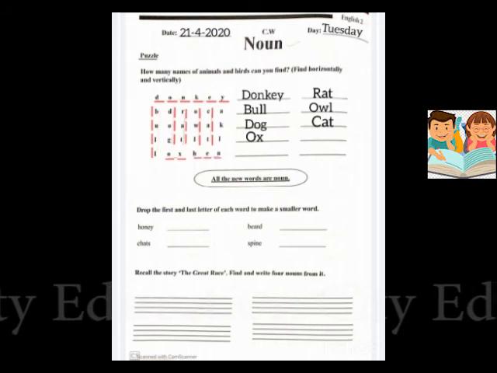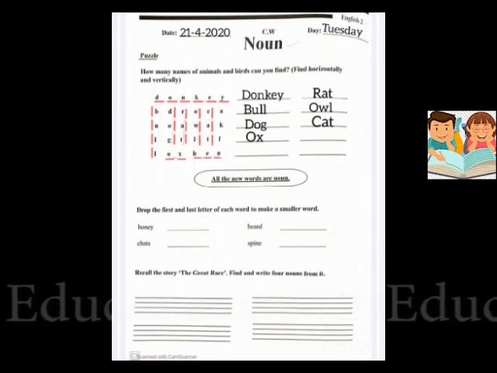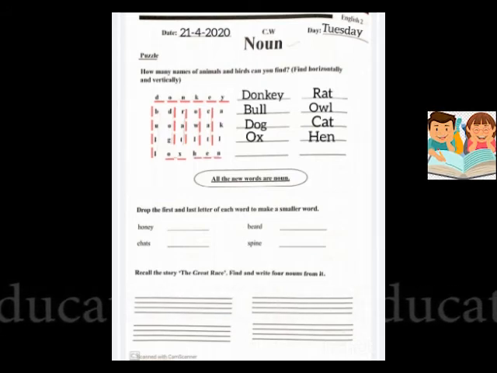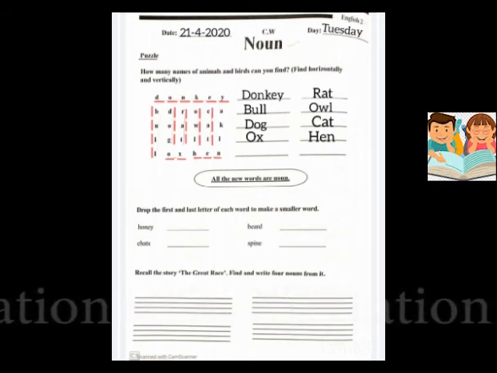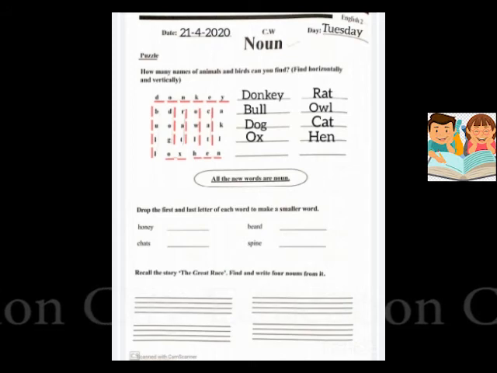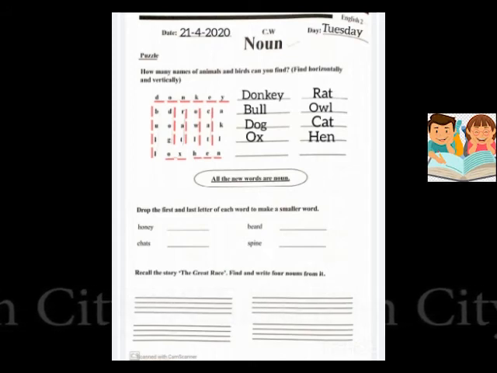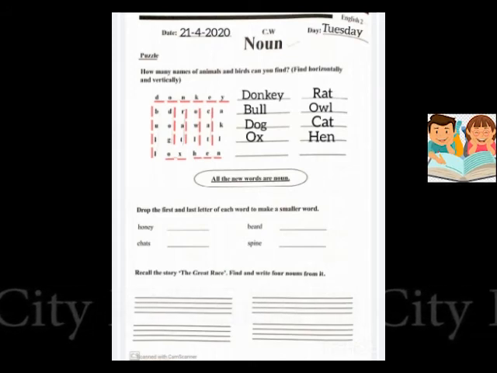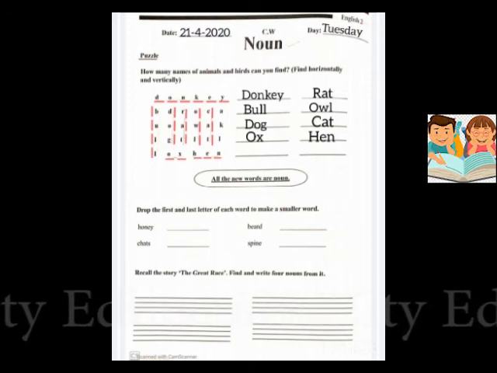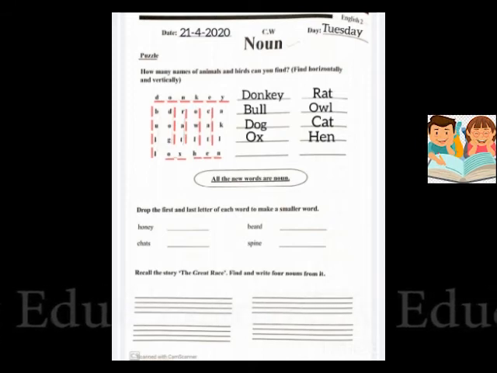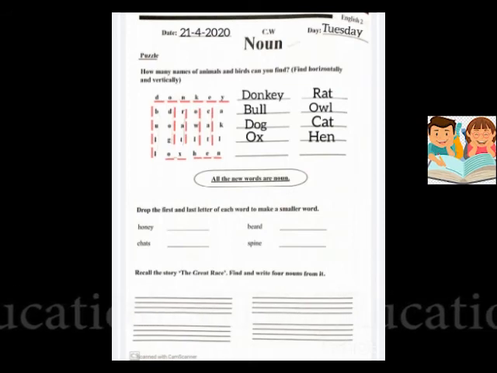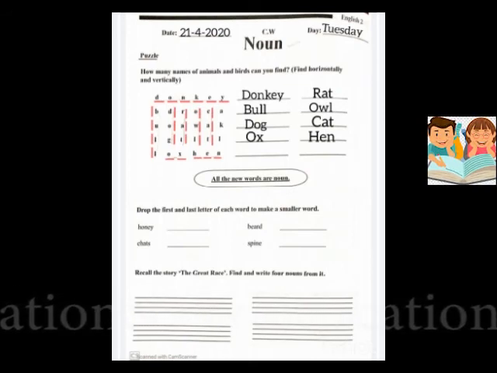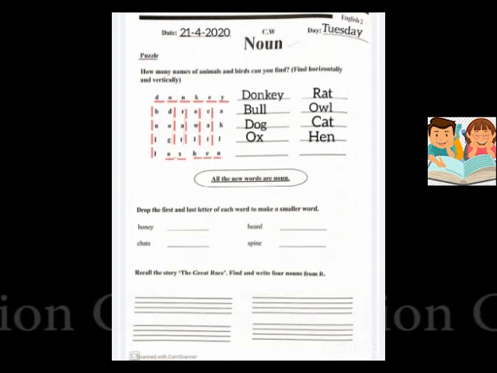And here is hen in the horizontal line, H-E-N, hen. So we have found the animals' and birds' names. Good. So students, all the new words are nouns. So drop the first and last letter of each word to make a smaller word.